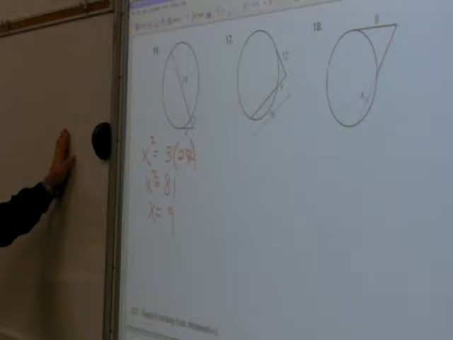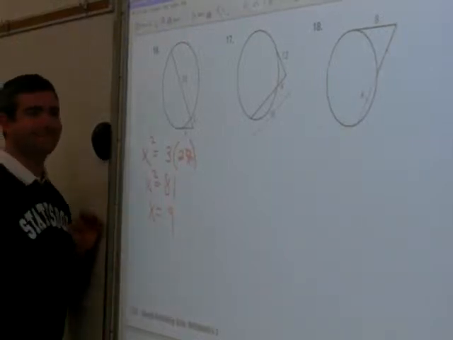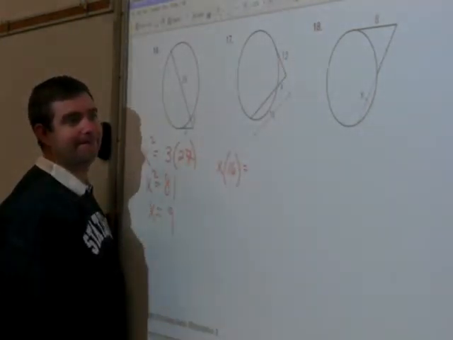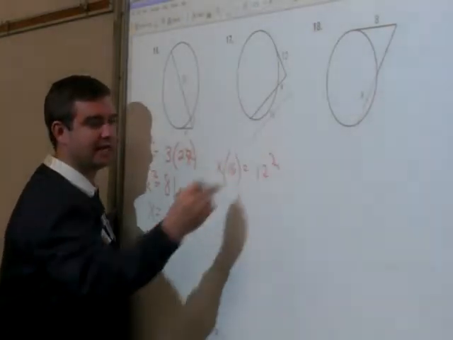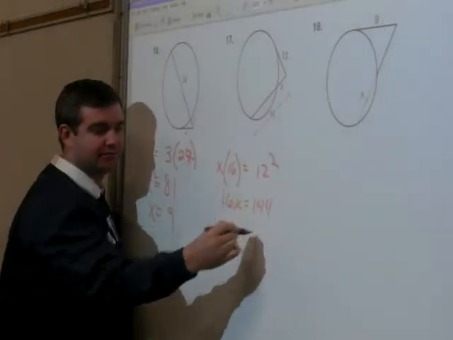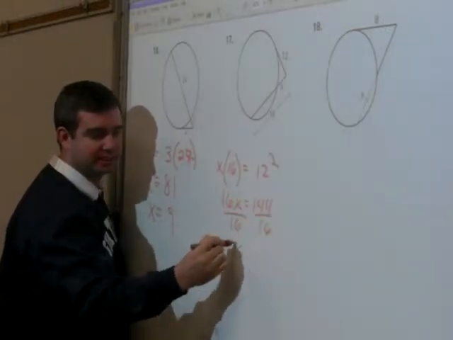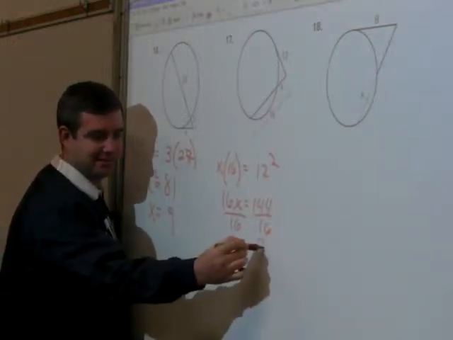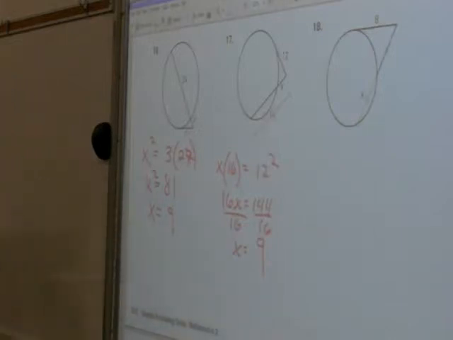Okay, questions? Any questions? How would you set up 17, Tanner? Set up 17 for me. X times 16 equals 12 squared. Perfect. Work that out for me. What's this going to give you? 16x. What does x equal? 9. Is it 9? You did it on your calculator? Good job. Questions?